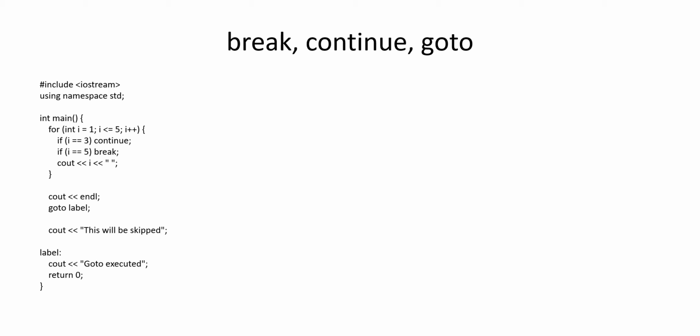The continue statement skips the current loop iteration and moves to the next one. The break statement immediately exits the loop. These statements provide fine-grained control over loop execution. This demonstrates the goto statement, which transfers control to a labeled statement. While supported in C++, goto is generally avoided due to reduced code readability and maintainability.